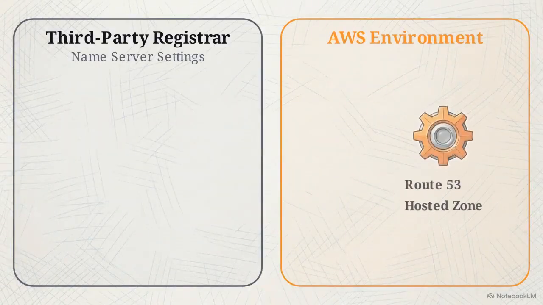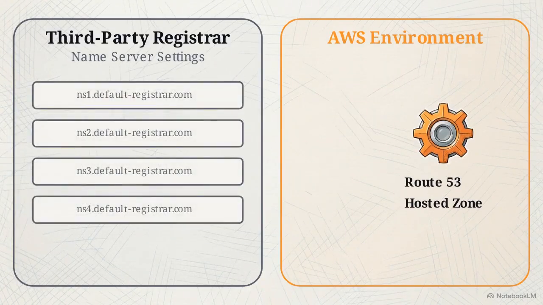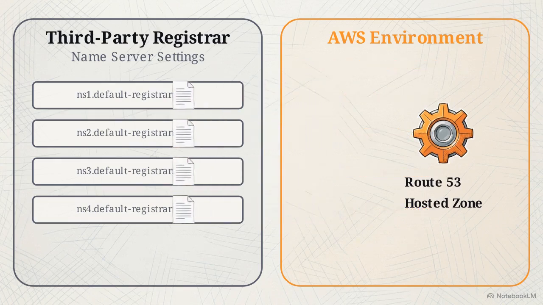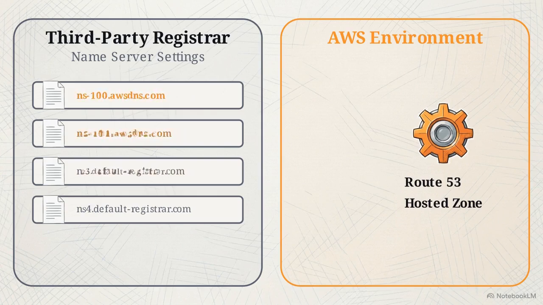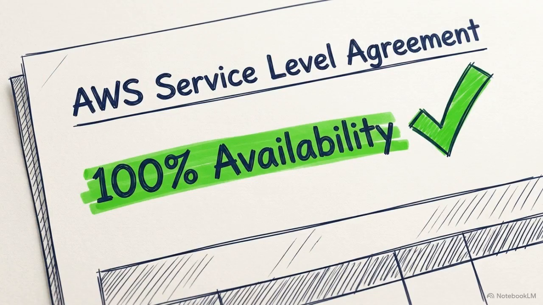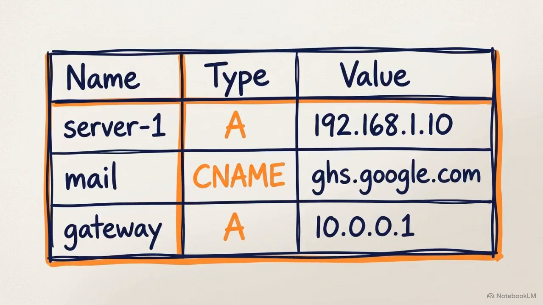To configure this, you create a hosted zone in Route 53 and copy the generated name server, or NS records, into your registrar's management console. This replaces their default servers and delegates all resolution queries to AWS's global network. This handoff is critical for availability, as Route 53 is the only service in the AWS ecosystem that offers a 100% availability SLA. Once authority is delegated, you define how traffic is routed by creating individual resource record sets.